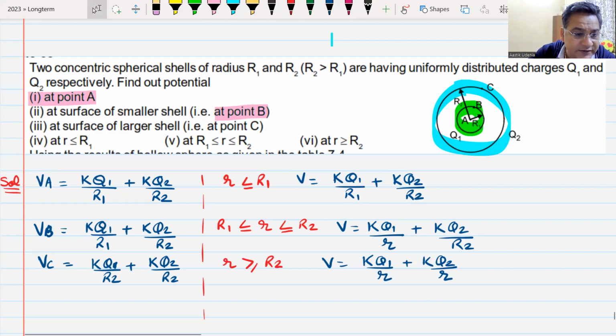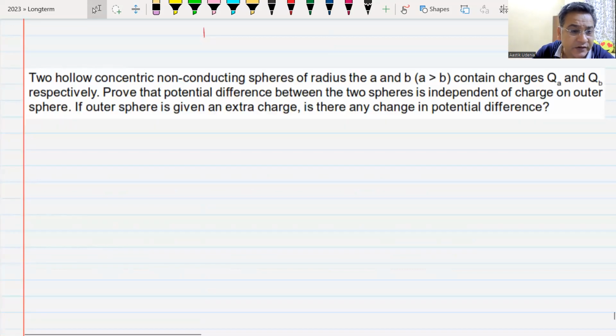Well done. Then this is the same problem but given in a different way. So if you can solve this and give me the answer. Two concentric, hollow, non-conducting spheres of radius A and B. A is greater than B.